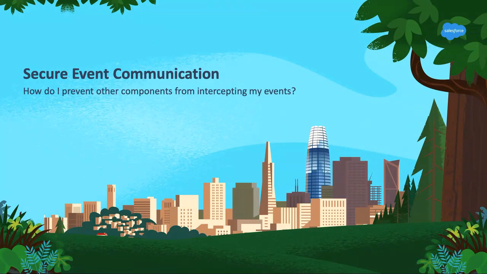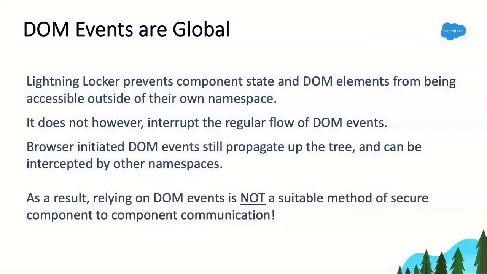Cool. So you learned a little bit about the power of LWC and how to avoid accidentally introducing cross-site scripting into your LWC applications. Well, how do you prevent components from intercepting your events? This is actually a really interesting one. So everyone knows, most people know that Lightning Locker prevents component state and DOM elements from being accessed via other components that do not share the same namespace.